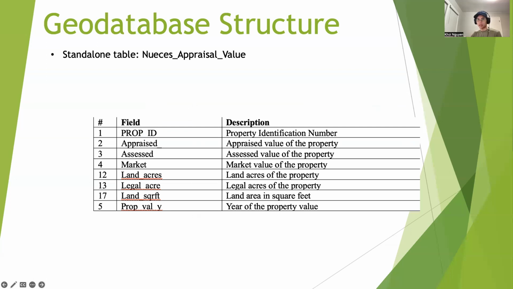We will have a standalone table, which I named the Nueces appraisal value, and this table will contain all the quantifiable measurements that can change over time, which are the appraised value, the assessed value, the market value, and some attributes to represent the acreage of the land of the property, and also the year in which the value is valid.